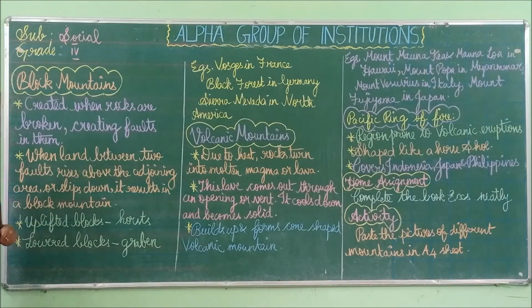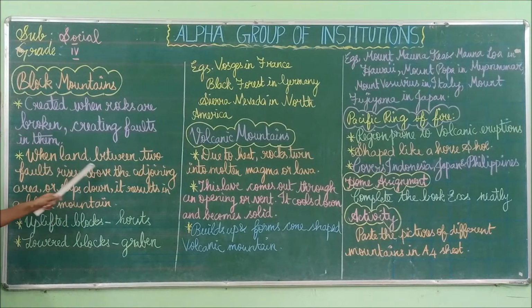Faults are known as cracks. If rocks are broken by creating a crack, then those mountains are known as block mountains, because of those broken rocks these mountains are formed. When land between two faults rises above the adjoining area or slips down, it results in a block mountain.